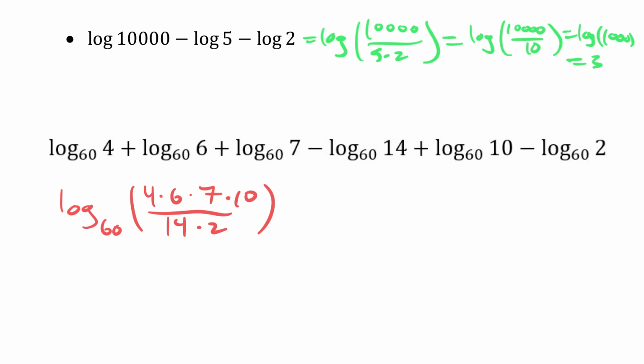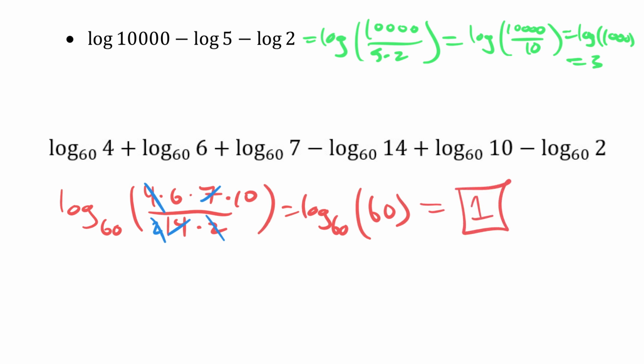So now we've got to figure out this whole mess, but again, it's easier if we work the 14 and the 7, which gives you a 2, and then the 2 2's can cancel with the 4. This is going to give us log base 60 of 6 times 10, which is 60. What power of 60 do you need to get 60? The answer is 1. All right.